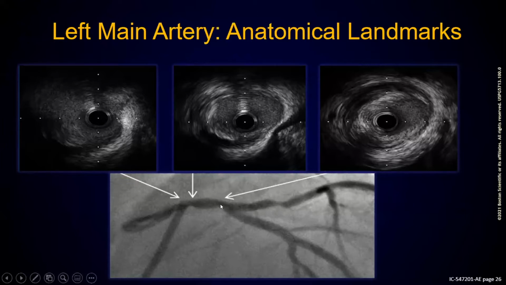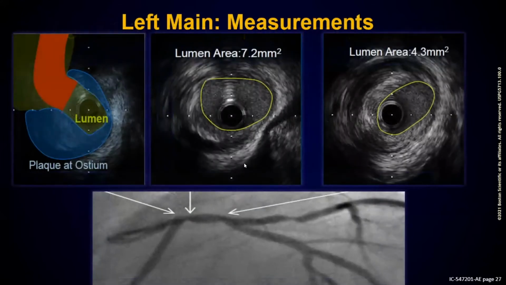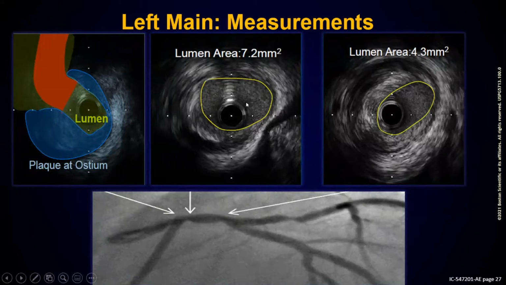Because on angiography, it doesn't look too significant, but on IVUS, even without measurements, it looks significant. After the measurement, you could see that there's a significant plaque in the ostium, and then the body. The luminal area is 7.2, and the luminal area of the distal segment is 4.3, which is significant.